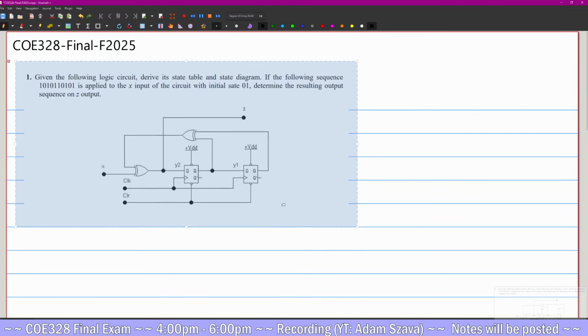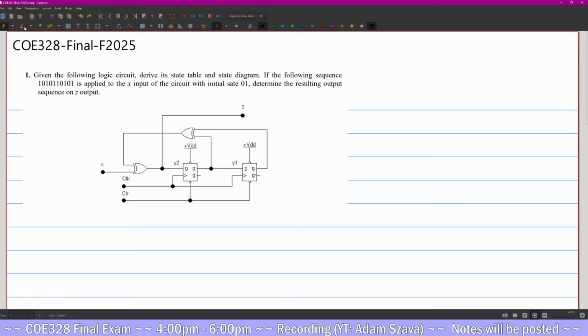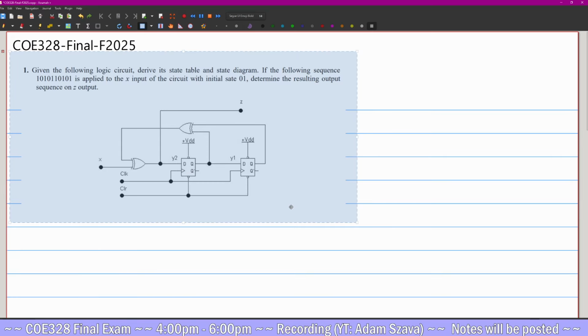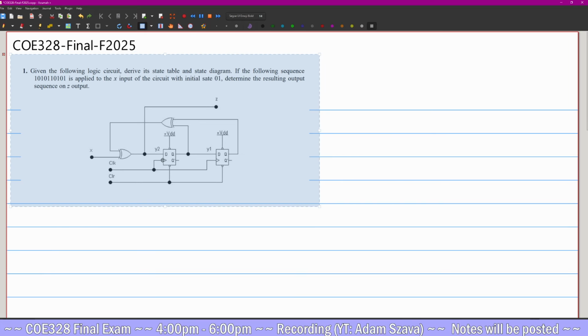This is our first question that we'll try together here. I saw this in a few final exams, so we'll just do it together and see what's going on. And yes, everything's recorded and going to be posted, and the PDF will be posted. Okay, given the following circuit, derive its state table and state diagram. If the following sequence is applied to the X input of the circuit with initial state 0, 1, then determine the resulting output sequence on the Z output.